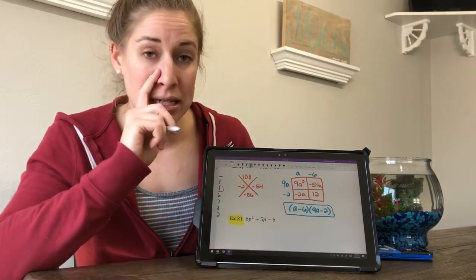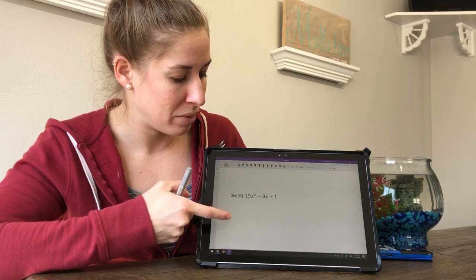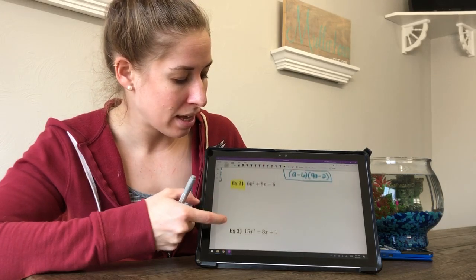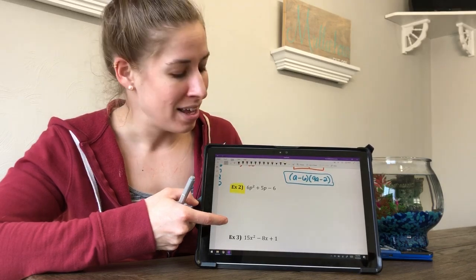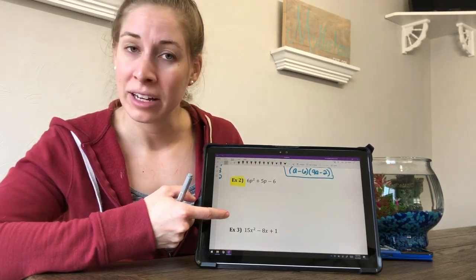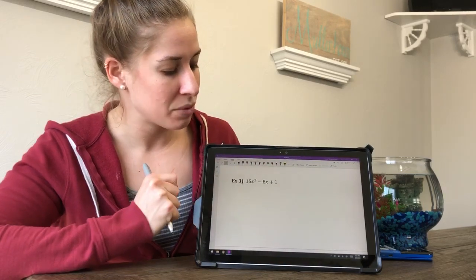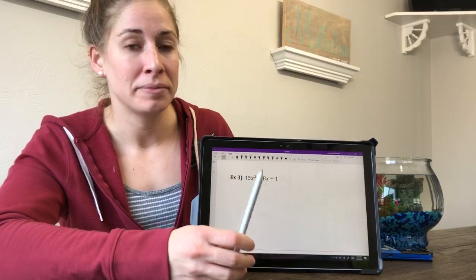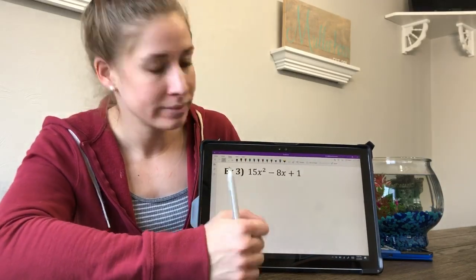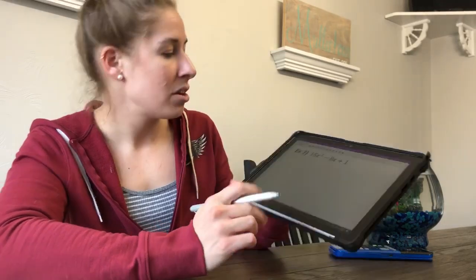I want you to try example 2 on your own. I'm going to do example 3 with you. Okay, again, check for a common monomial. Leading step number 2, you don't know yet. Number 3, the leading coefficient is not 1, so you're going to X in box. Example 3, 15x squared minus 8x plus 1. Okay, is there a common monomial? No. Okay, so x.